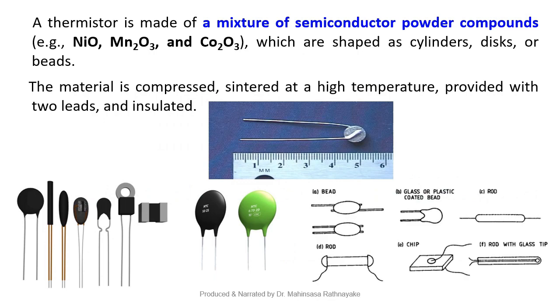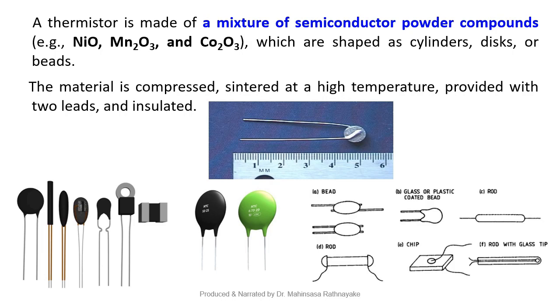A thermistor is made of a mixture of semiconductor powder compounds such as nickel oxide, manganese oxide, and cobalt oxide. Thermistors are shaped as cylinders, discs, beads, or sometimes rods. The material is compressed, sintered at high temperature, connected by two leads, and insulated. As shown in these figures, there are several types of thermistors such as bead, coated bead or rod, and chip type, as well as rod with glass tip. Like that, there are several shapes of thermistors available.